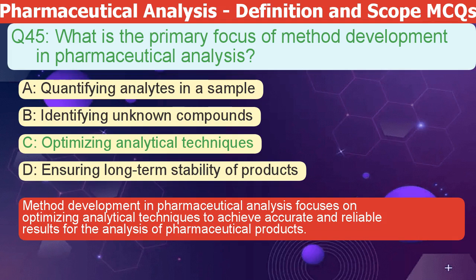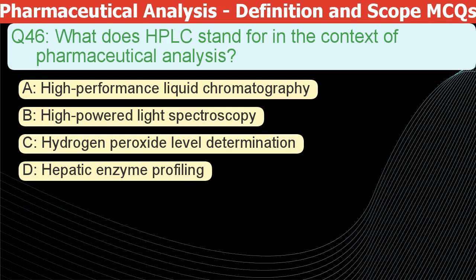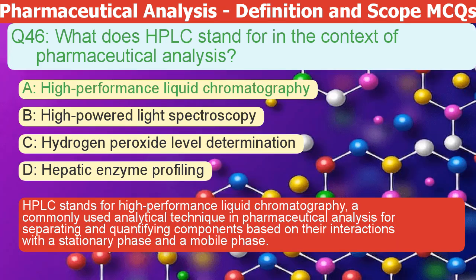What does HPLC stand for in the context of pharmaceutical analysis? A. High-performance liquid chromatography. B. High-powered light spectroscopy. C. Hydrogen peroxide level determination. D. Hepatic enzyme profiling. The correct answer is A. HPLC stands for high-performance liquid chromatography. It's a commonly used analytical technique in pharmaceutical analysis for separating and quantifying components based on their interactions with a stationary phase and a mobile phase.